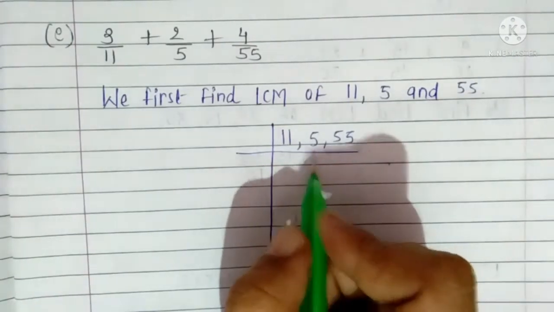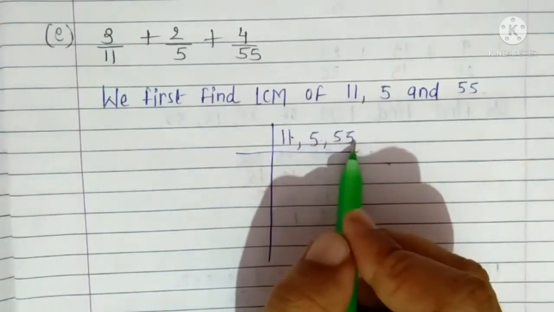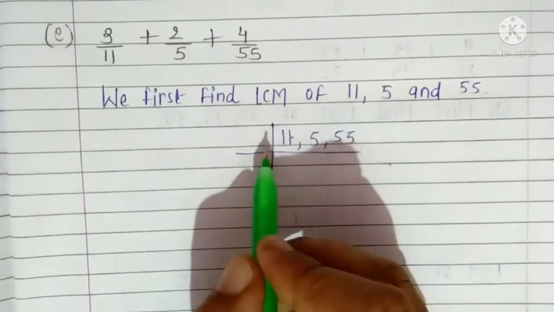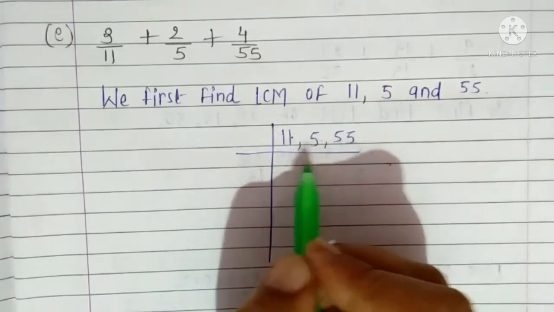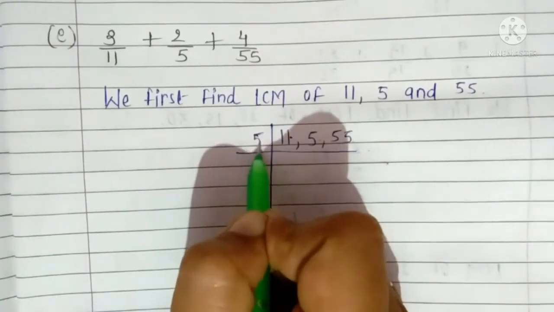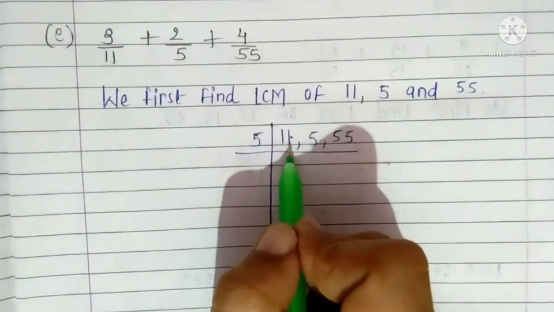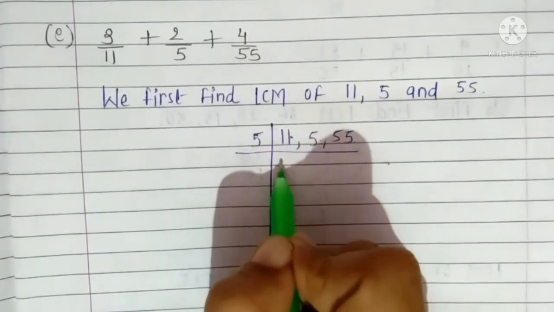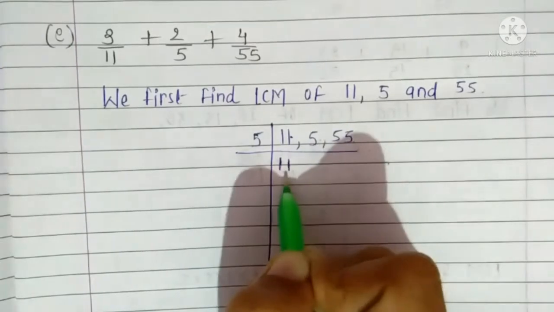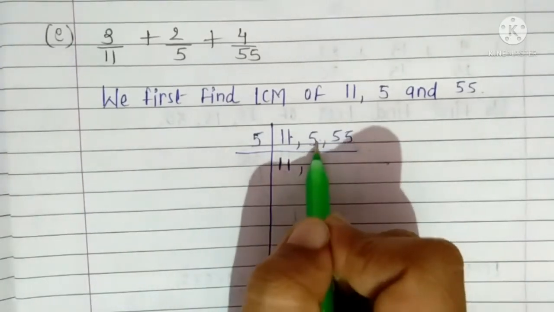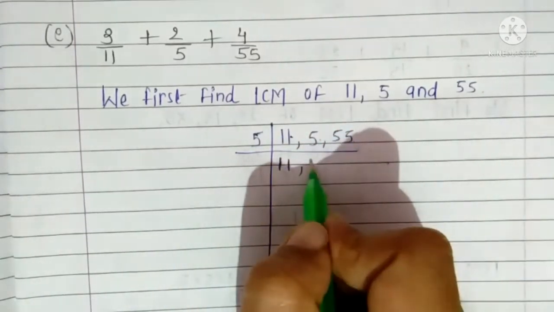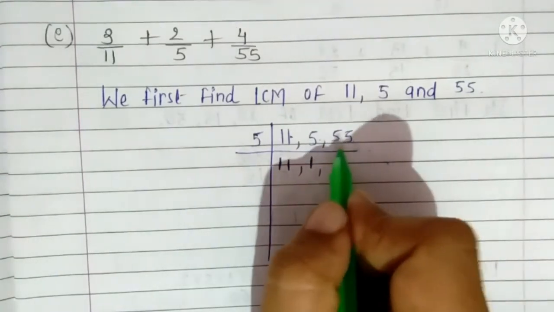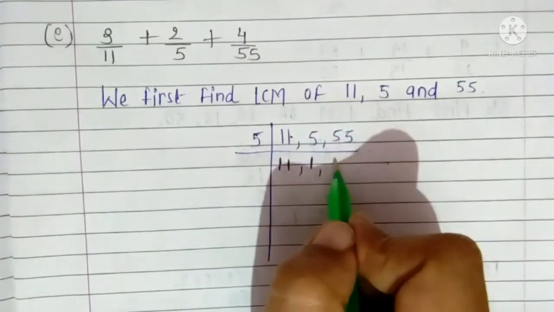Here we observe that 11, 5 and 55 cannot be divided by 2 and 3. Therefore, we divide this number by 5. 11 cannot be divided by 5. So, we write 11 as it is. 5 divided by 5, we get quotient 1. And 55 divided by 5, we get quotient 11.